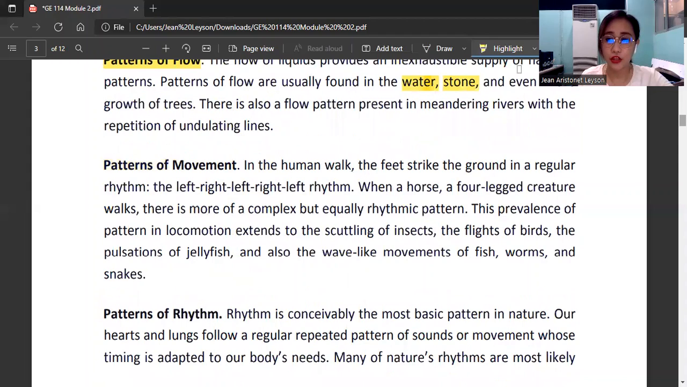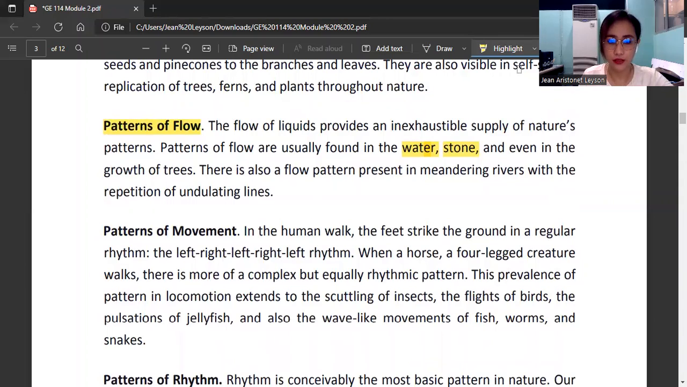Next, we have patterns of movement. So from the word itself, movement. In the human walk, the feet strike the ground in a regular rhythm, the left, right, left rhythm. So that's movement. When a horse, a four-legged creature, walks, there is a more complex but equally rhythmic pattern. This prevalence of pattern in locomotion extends to the scuttling of insects, the flights of birds, the pulsations of jellyfish, and also the wave-like movements of fish, worms, and snakes.